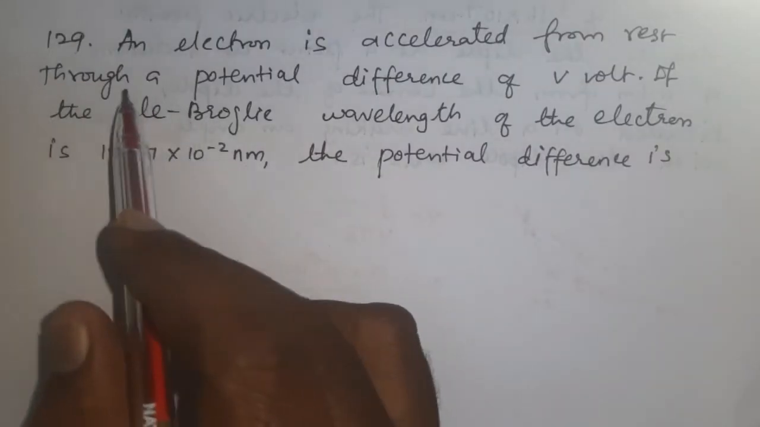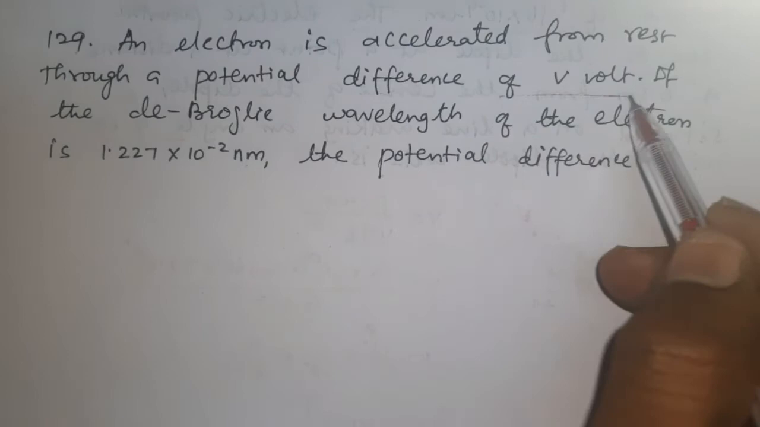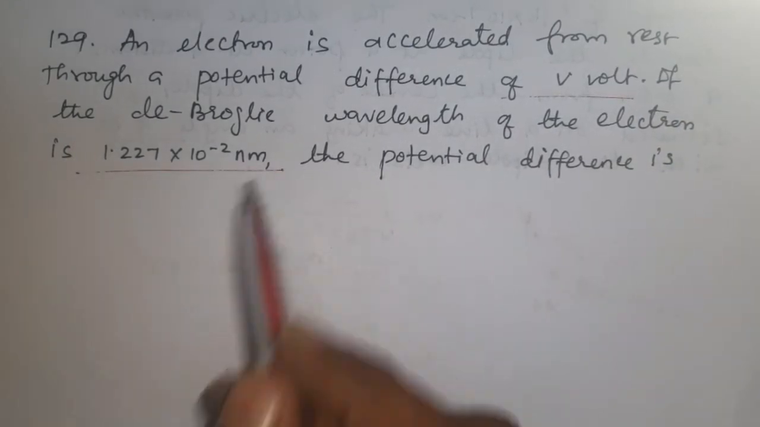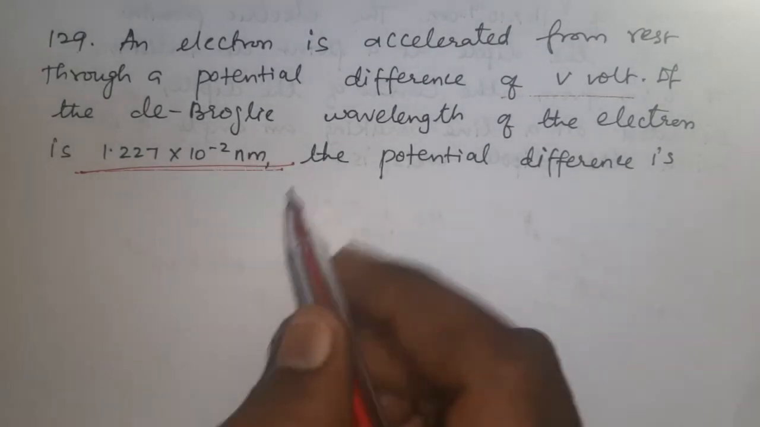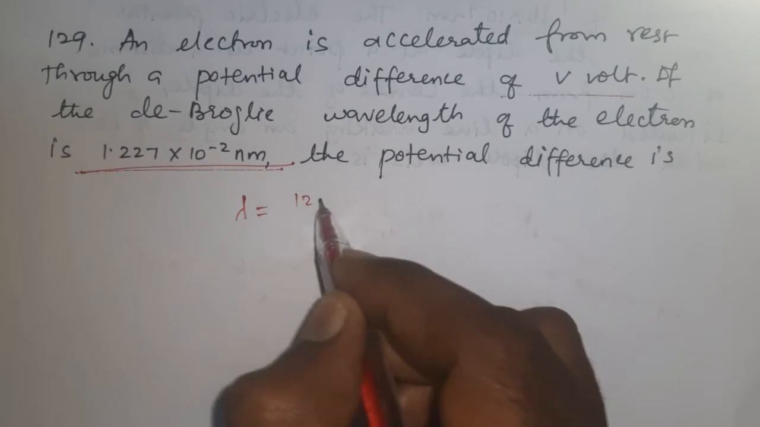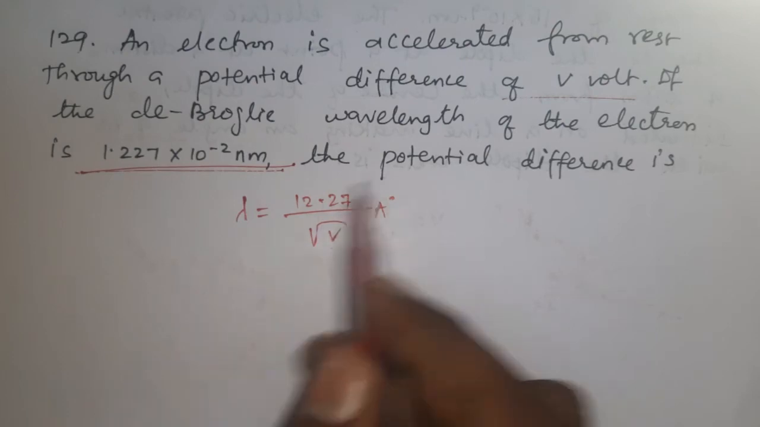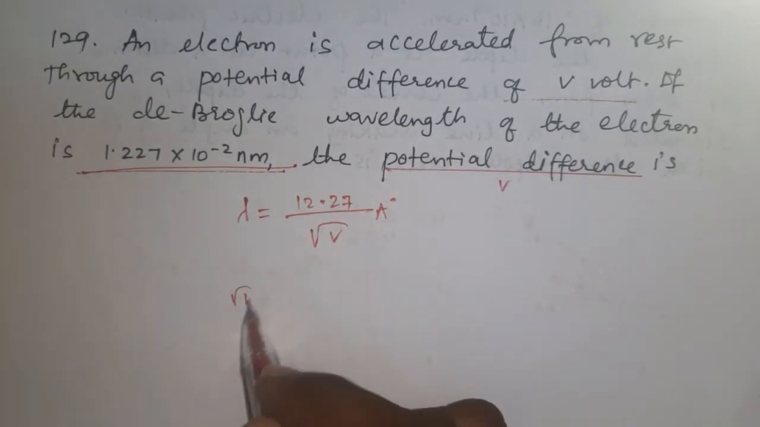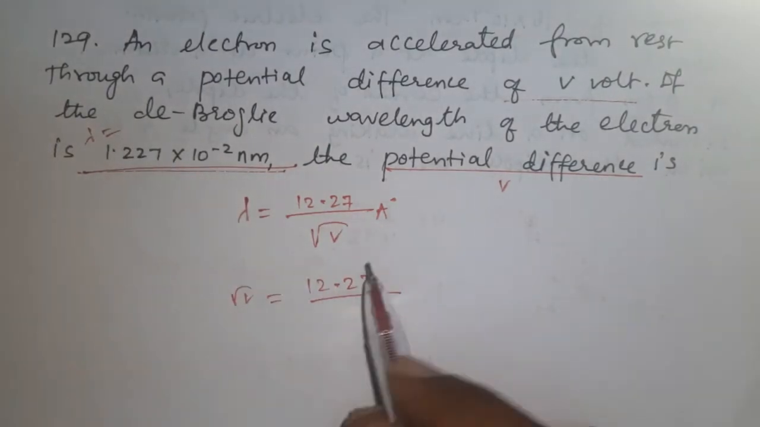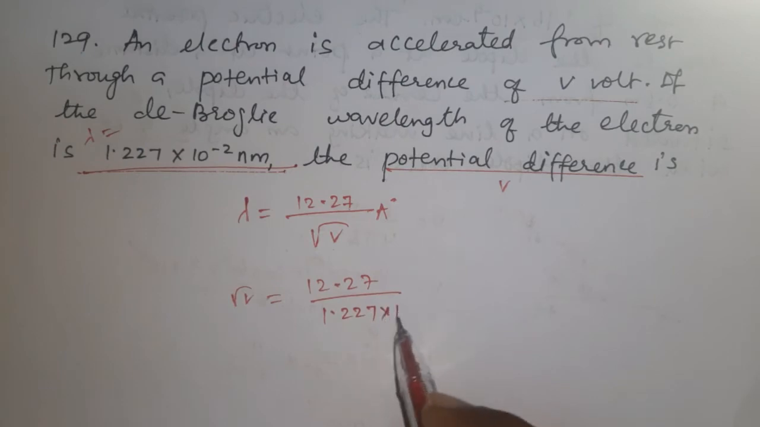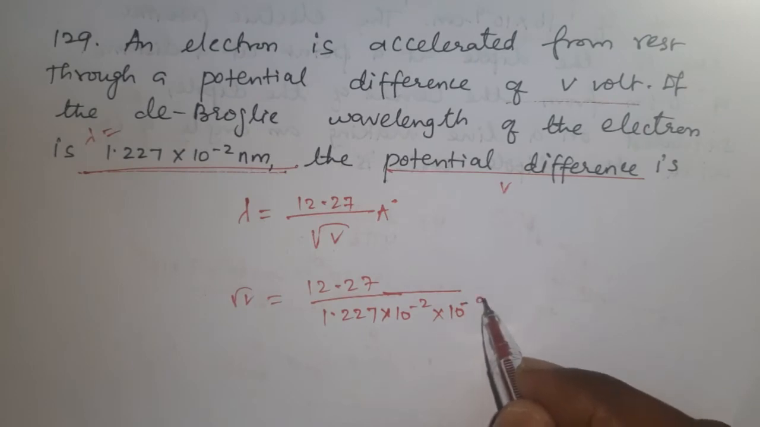Question number 129. An electron is accelerated from rest through a potential difference of V volt. If the de Broglie wavelength of the electron is 1.227 times 10 power minus 2 nanometer, the potential difference is? We know the relation between wavelength and potential difference is 12.27 by root V Angstrom. Now we can modify this, as we have to find the potential difference V. So root V is equal to 12.27 by lambda. Lambda value is given as 1.227 times 10 power minus 2 nanometer. Nano means 10 power minus 9.